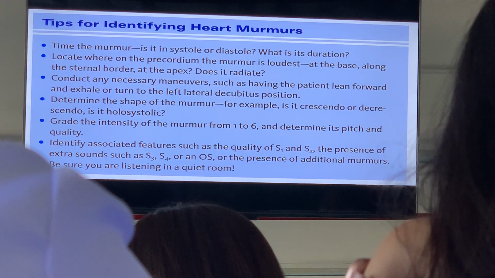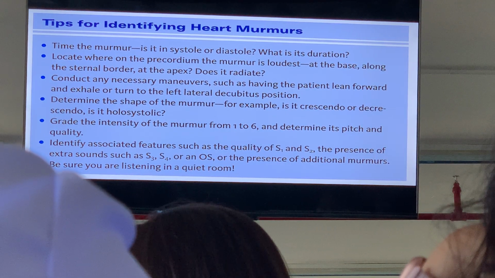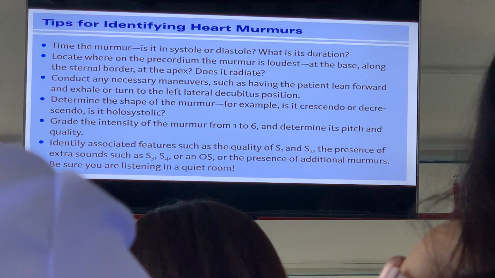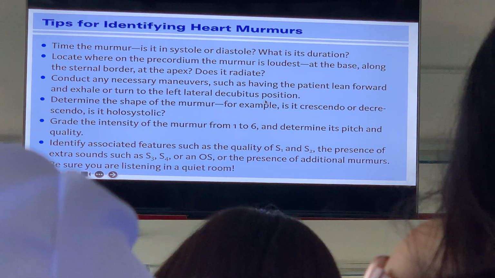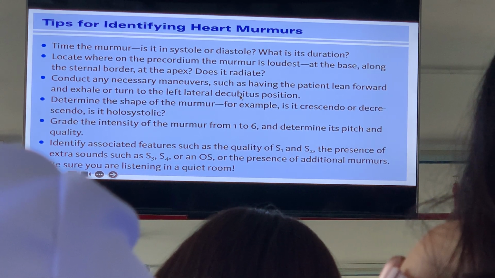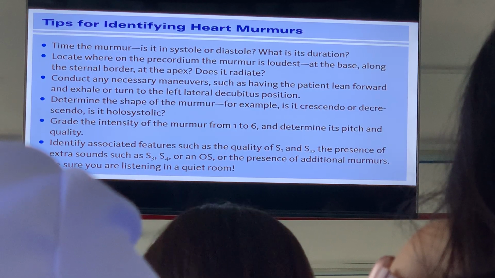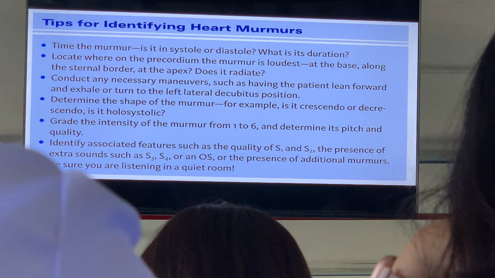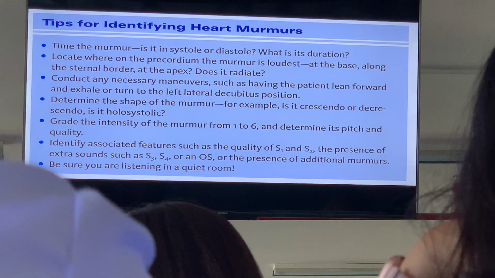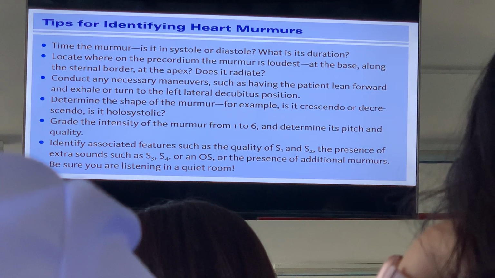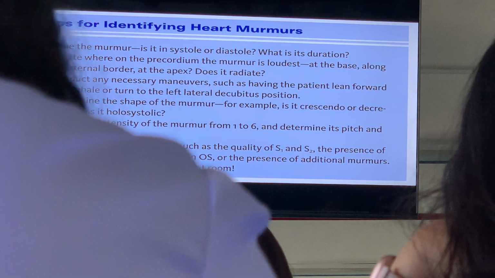After you identify the duration or the timing of the murmur, you locate where the murmur is best heard. Is it best heard at the base, at the apex, or at the left sternal border? Once you identify where you hear it best, it will give you a clue on which valve is the problem. Then you conduct the necessary maneuvers, like left lateral decubitus or sitting. If the murmur becomes more prominent when you ask the patient to sit up and lean forward, that's most likely an aortic murmur. If you can hear it better on the left lateral decubitus, most likely it's a mitral problem.